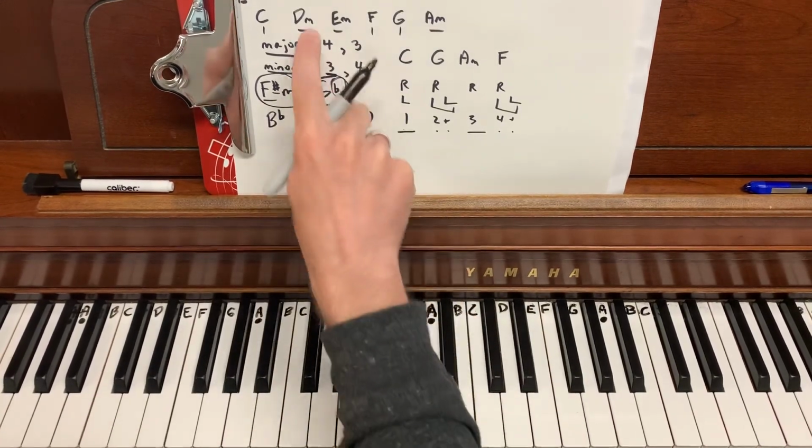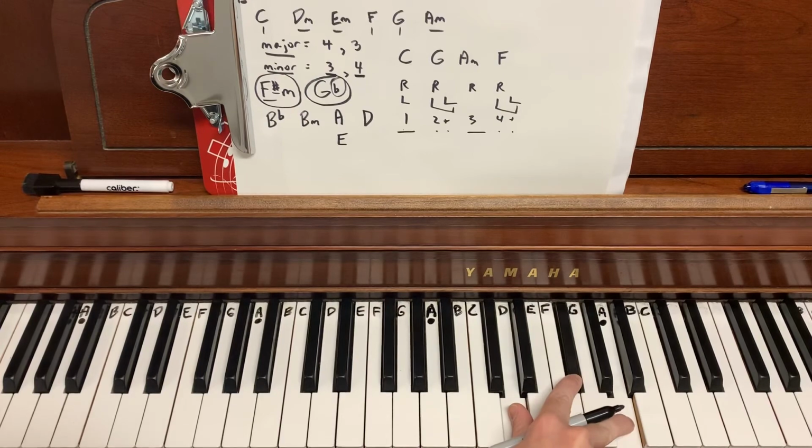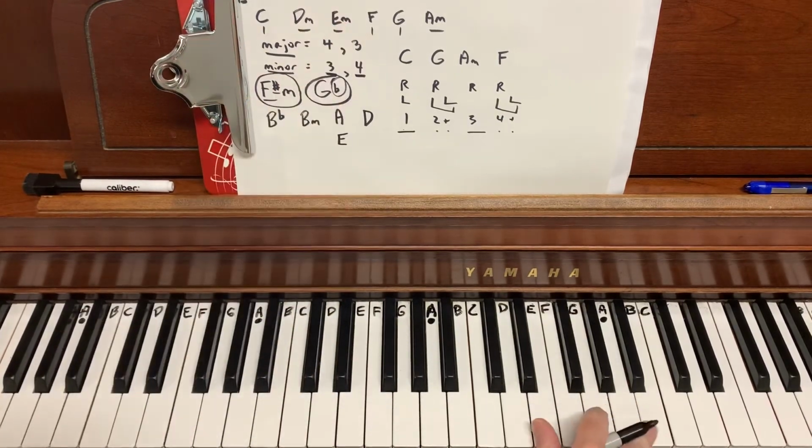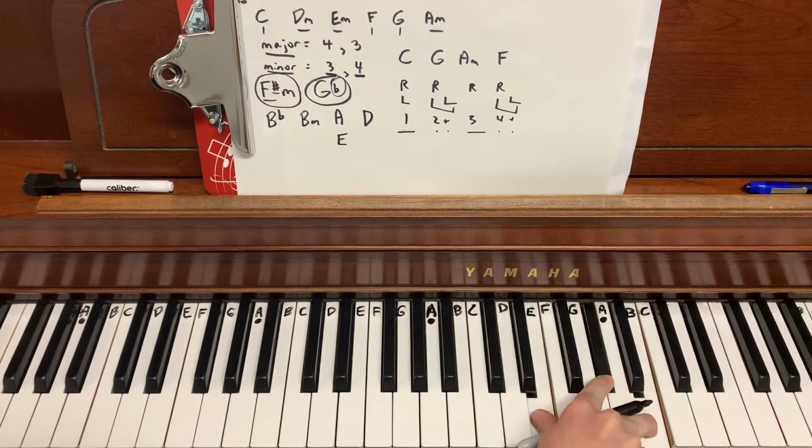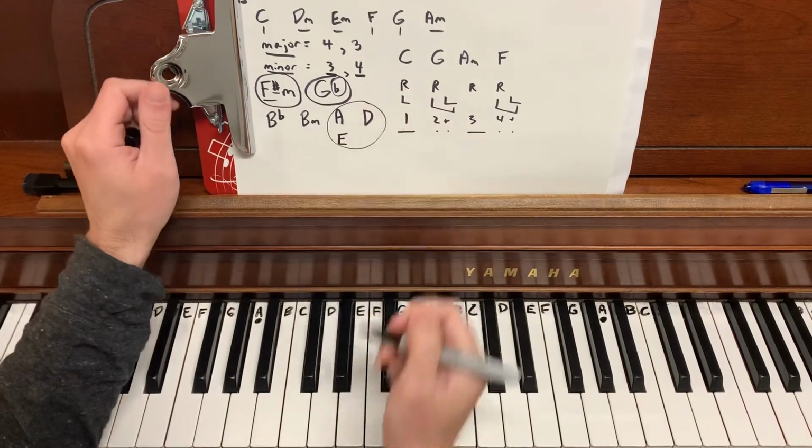D, we already know D minor, so we'll do the same thing. And we already know E minor. So we're going to do that too. And now we have all three of these chords.